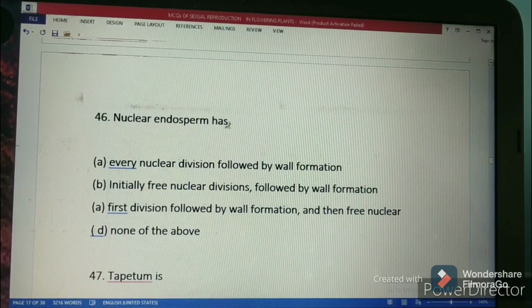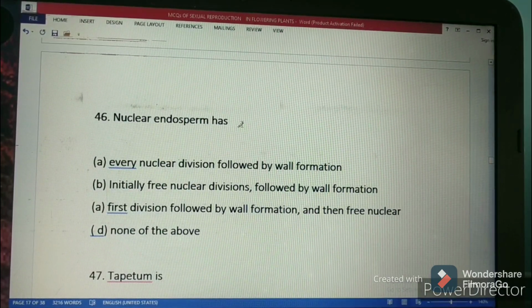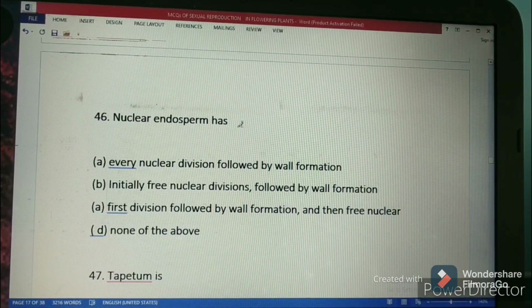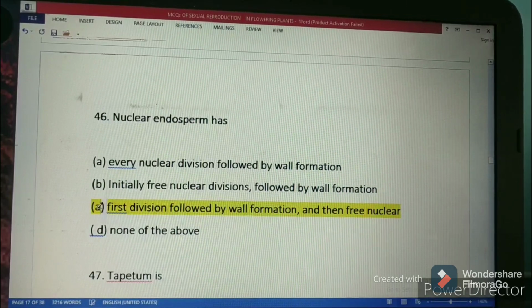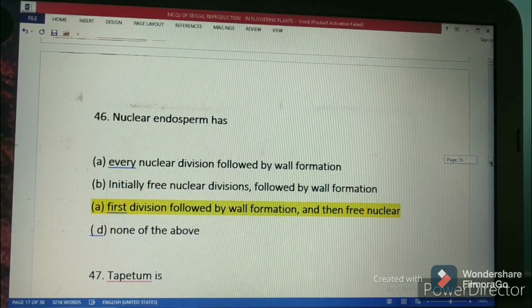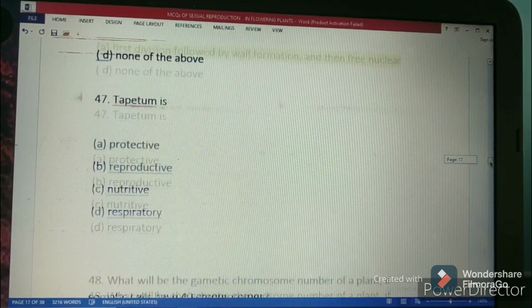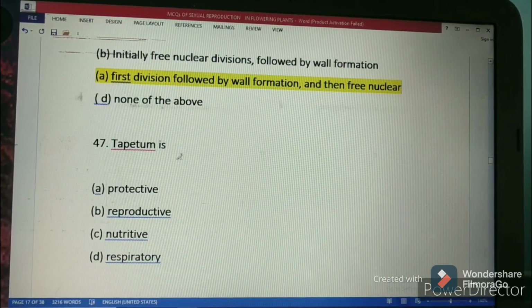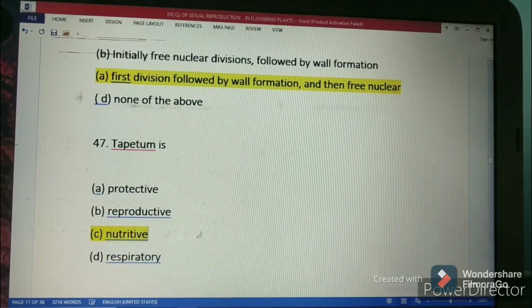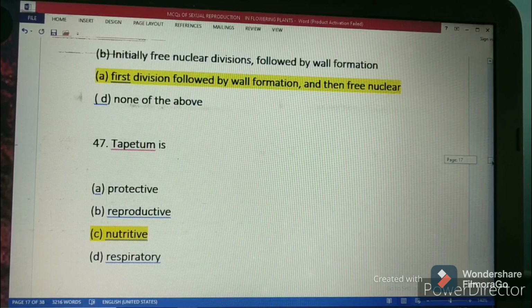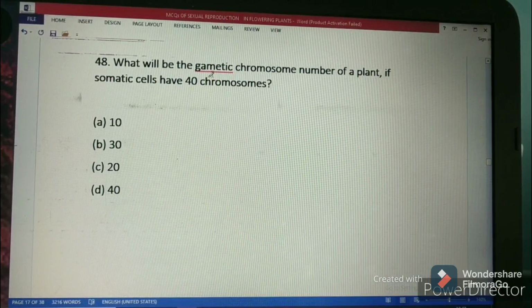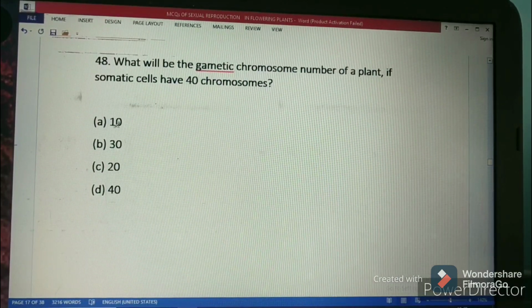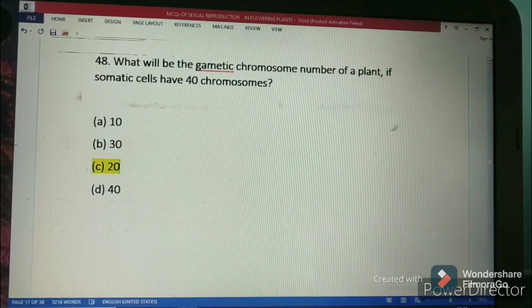Nuclear endosperm has first division followed by wall formation and then free nuclear. Tapetum is nutritive. What will be the gametic chromosome number of a plant if somatic cells have 40 chromosomes? 20. This is the correct answer.